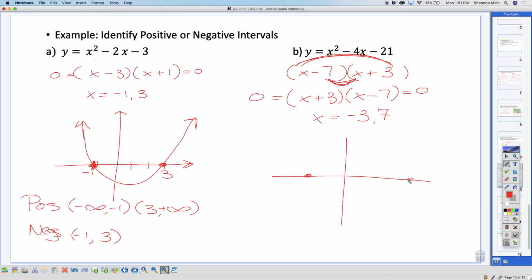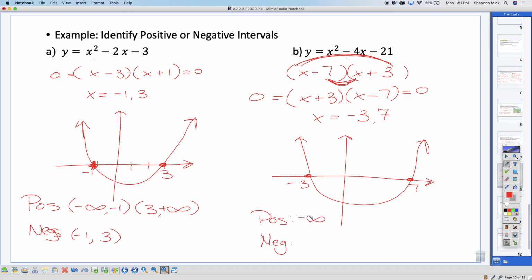It opens up. Now, listen, if I did this opening down, all of my answers would be backwards, wouldn't they? So watch, just make sure. So positive, negative. So does it start positive or negative?